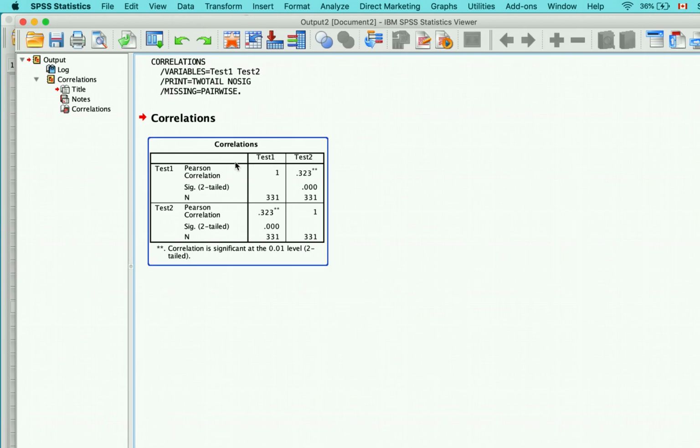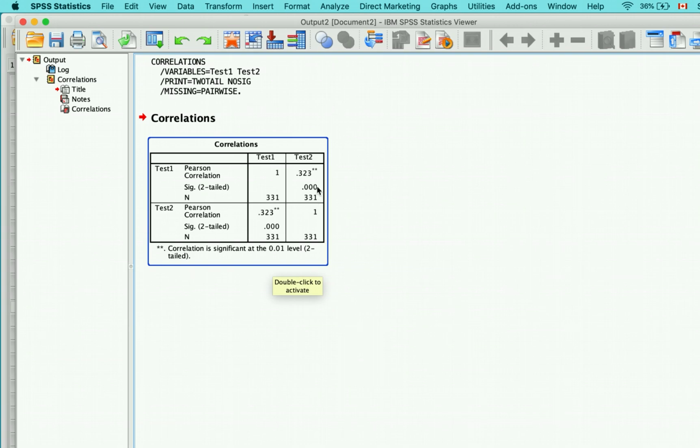So I'm going to show you an example in a second by just throwing the ID variable in here as well, so you can see how the table just gets bigger. Okay, so what's important to note is that this first cell here represents the correlation between test one with itself. So you'll notice here it has the value of 1, and that is because it's perfectly correlated to itself. So there isn't even a probability associated with it because it's perfect. And then here n is the number of participants.